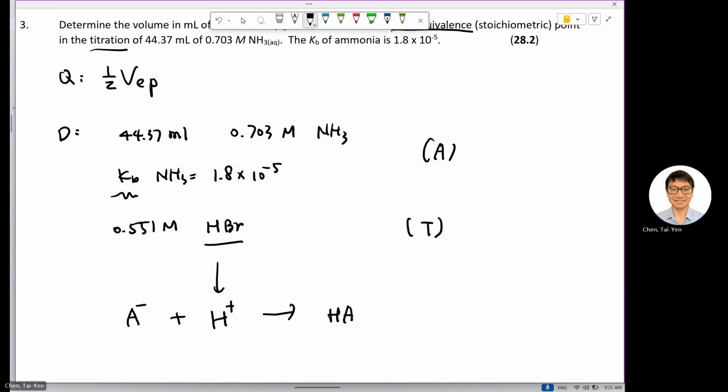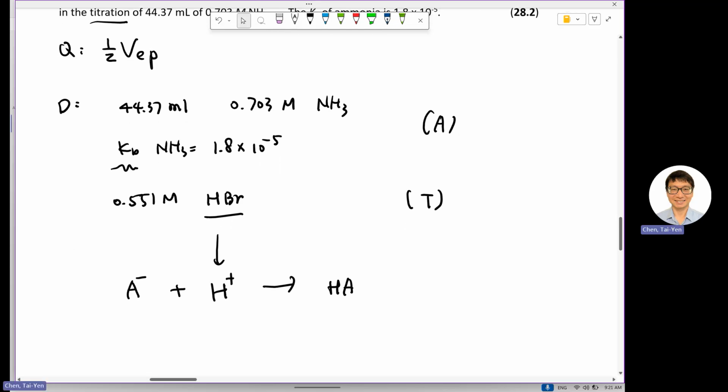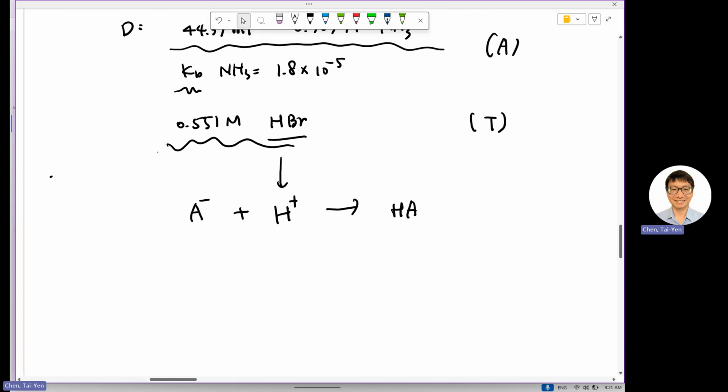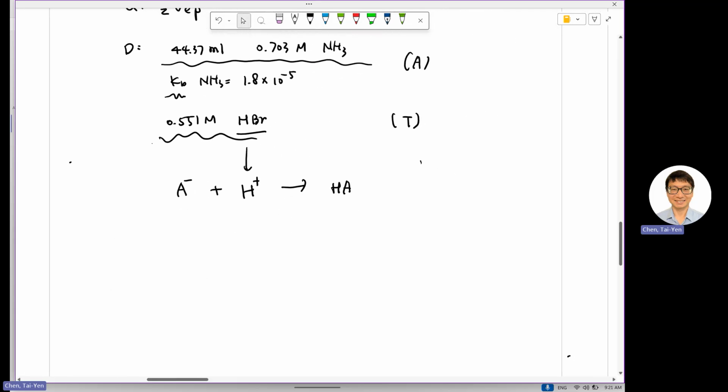Okay. Then it tells you this is the concentration and volume of your analyte. This is the concentration of your titrant. And it asks you about the half equivalence point. So it's actually very simple. All you need to do is use the concentration of your titrant times your VEP, which is going to equal the concentration of your analyte times the volume of the analyte. Okay, then you can figure out your VEP, divide by half, then you got your answer.